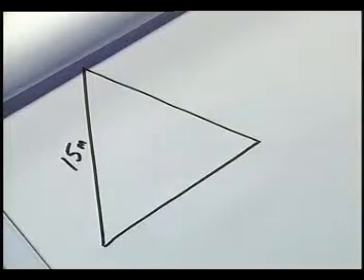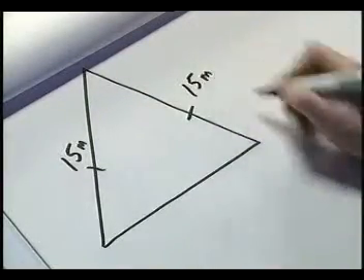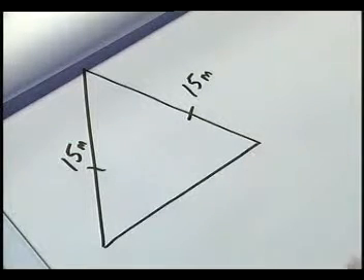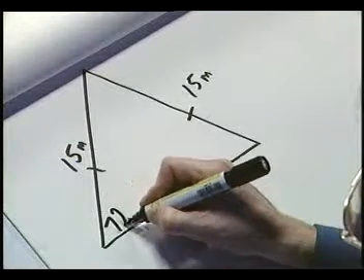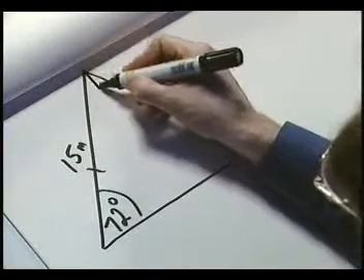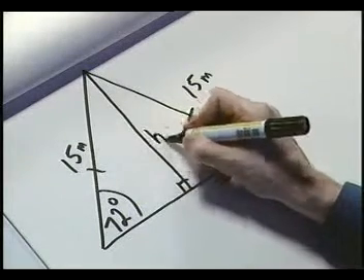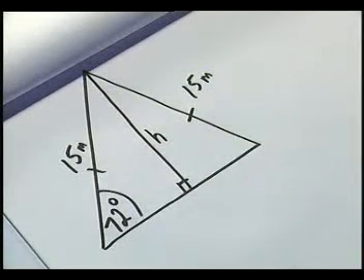15 meters for that side, and because it's an isosceles triangle with those two sides equal, that one will also be 15 meters. And we'll say that's 72 degrees. Question: how high is the triangle? Here is the height, and that's what we're after, the height of that triangle.